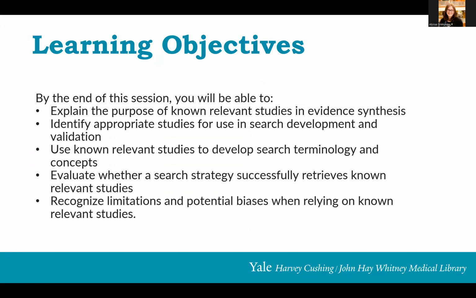By the end of today's session, you should understand how known relevant studies can be used throughout the search process. We'll discuss how to identify useful studies, how to use them when building the search strategy, and how to use them as a quality assurance tool before finalizing a search. We'll also discuss some of the limitations because while these studies are valuable, they're not a perfect measure of search quality.